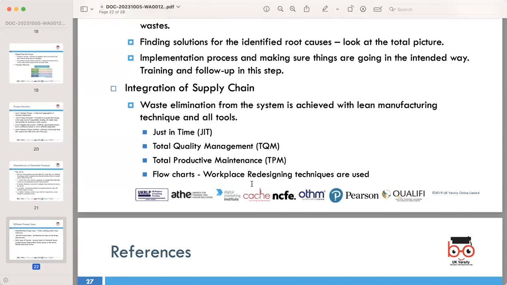Then flowcharts and workplace redesigning techniques are used. Lean techniques often involve the use of flowcharts to visualize processes and identify areas of improvement. Workplace redesigning techniques are employed to create a more efficient workplace and layout that reduce waste and improve workflow. So integrating these lean principles into the supply chain can lead to significant improvements in efficiency, reduced cost, and enhanced customer satisfaction. Yeah, that's it.